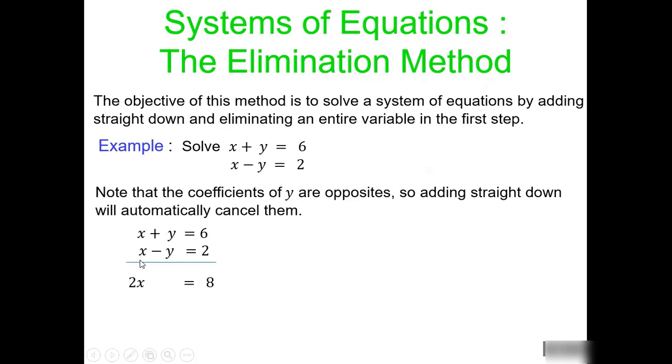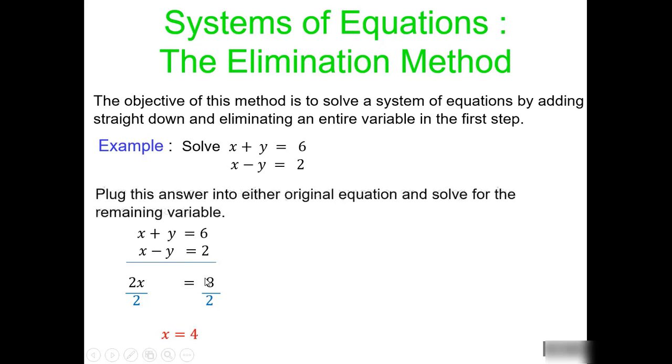X plus x is 2x. And notice that y minus y cancels out. And therefore 6 plus 2 is equal to 8. So in this first step, we eliminated the y values, and therefore x is equal to 4. So now that we've got one of the variables that's going to make this system of equations true, we're going to be able to plug that value into either one of the original equations and solve for y.